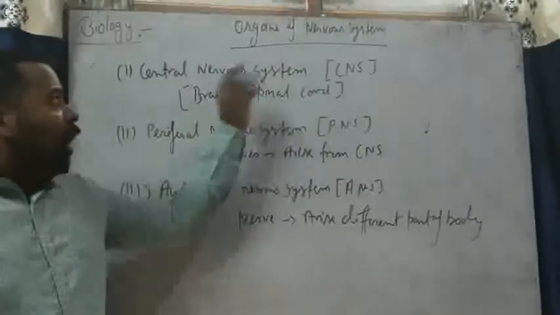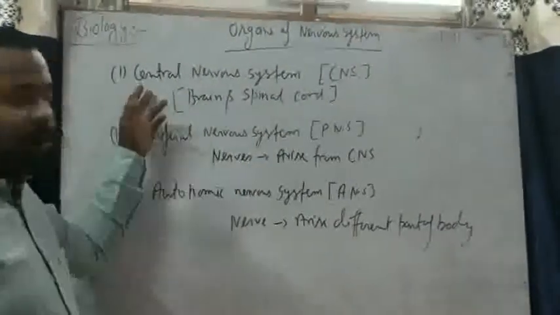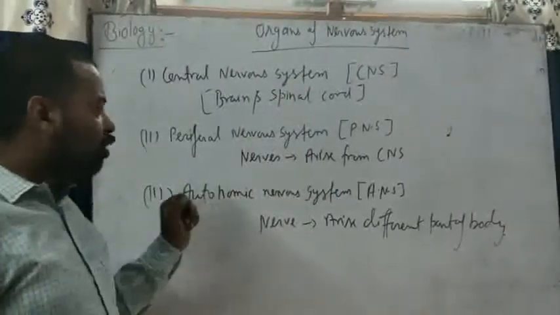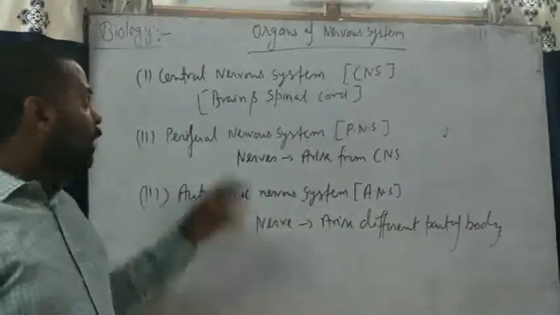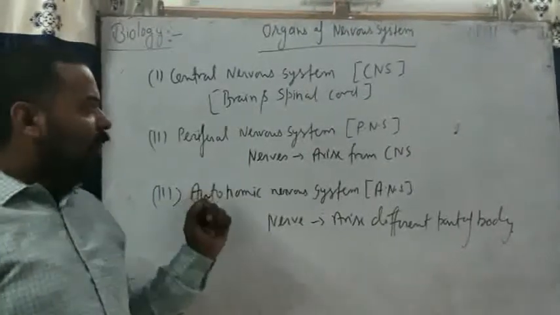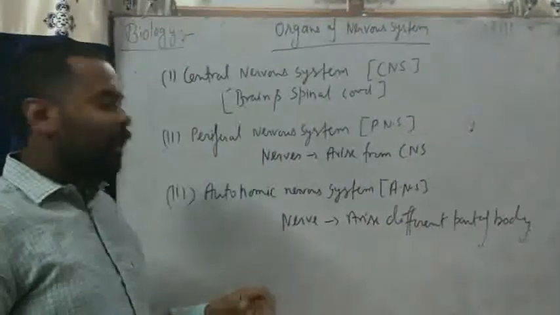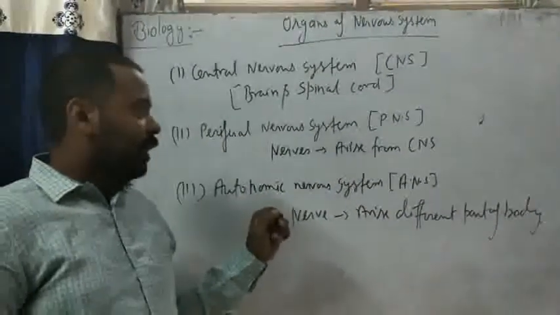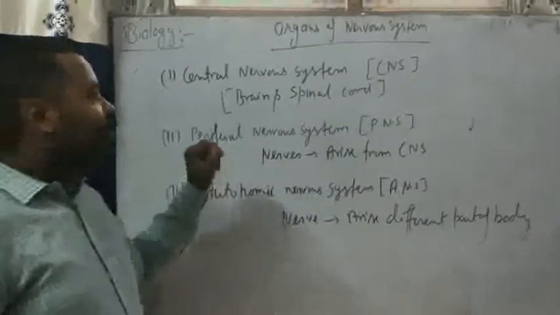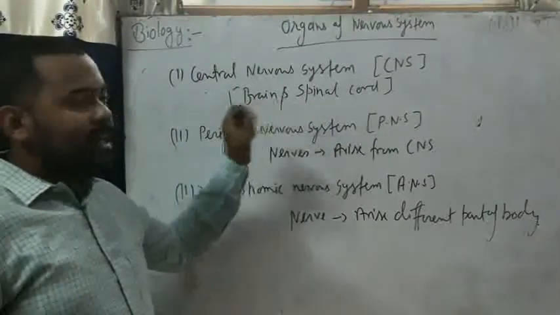Now, organs of the nervous system. Organs of the nervous system consist of three parts: central nervous system, CNS; peripheral nervous system, PNS; and autonomic nervous system, that is ANS. The central nervous system possesses the brain and spinal cord, the peripheral nervous system possesses nerves that arise from the central nervous system, and the autonomic nervous system possesses nerves which arise from different parts of the body. Okay, first we need to learn about the brain and spinal cord.